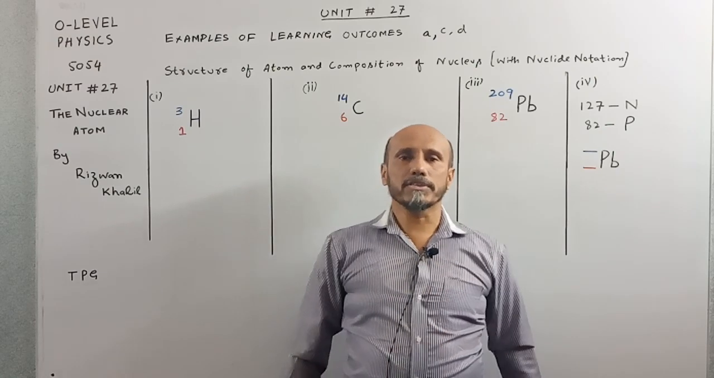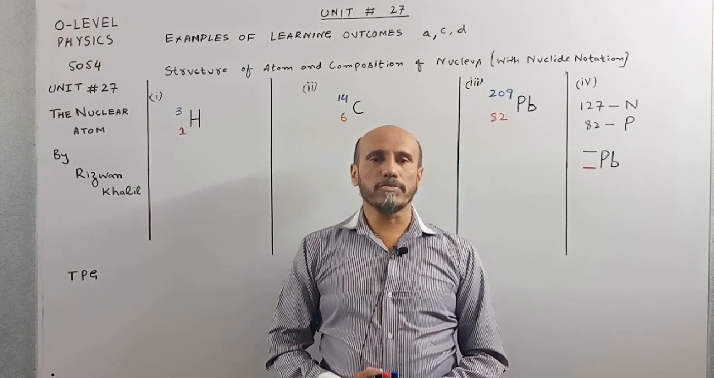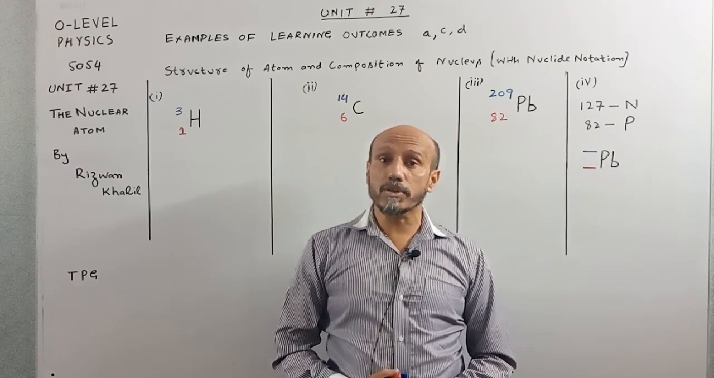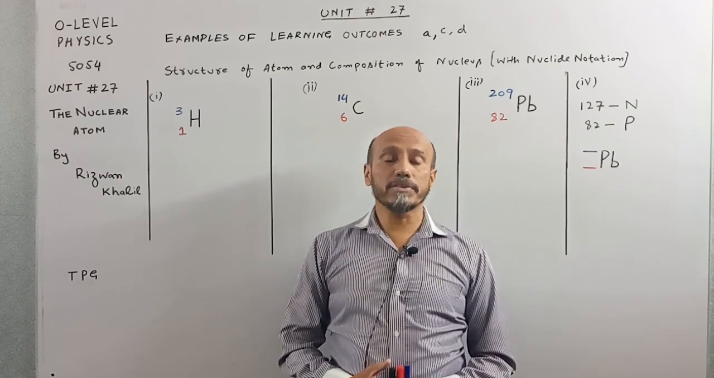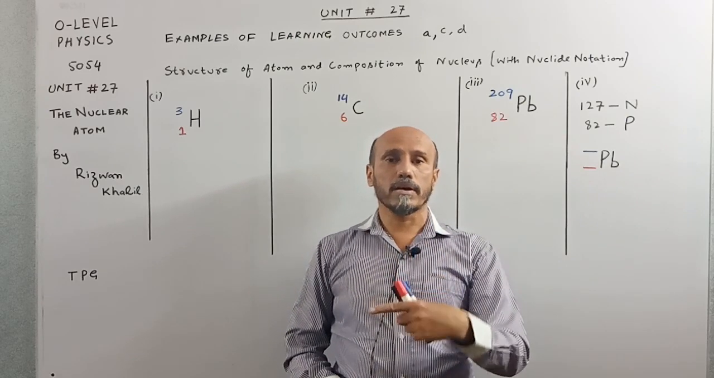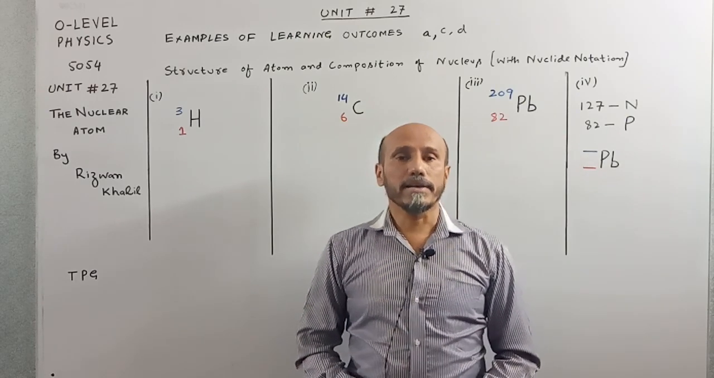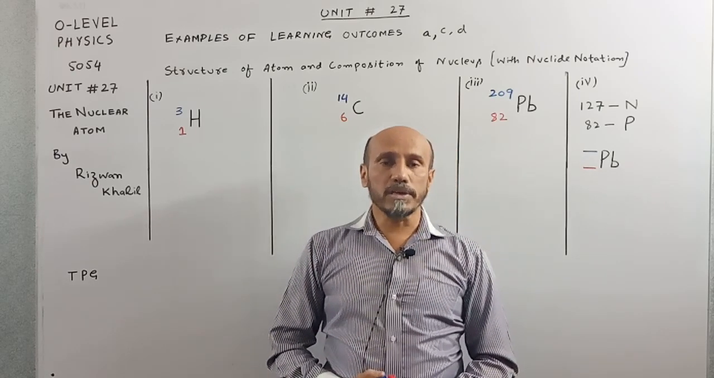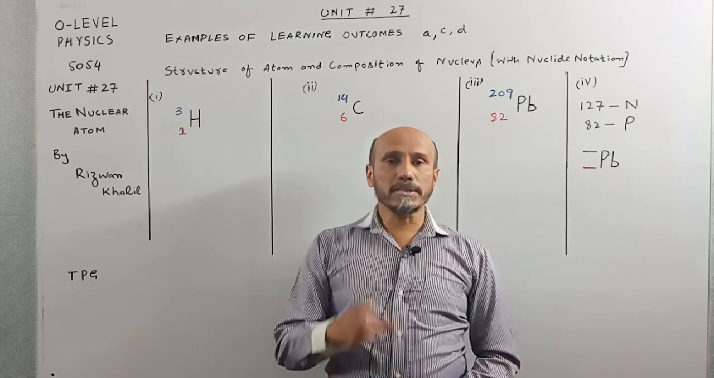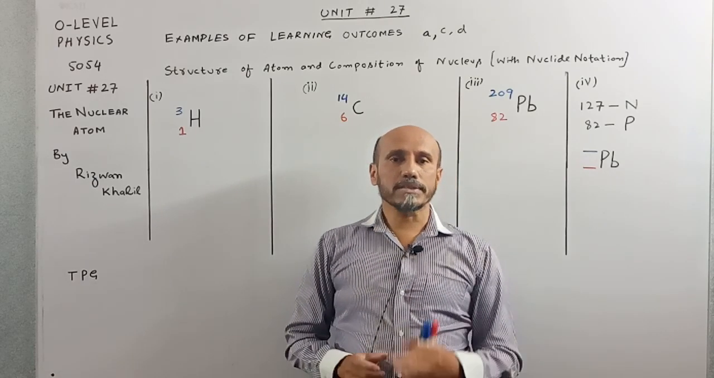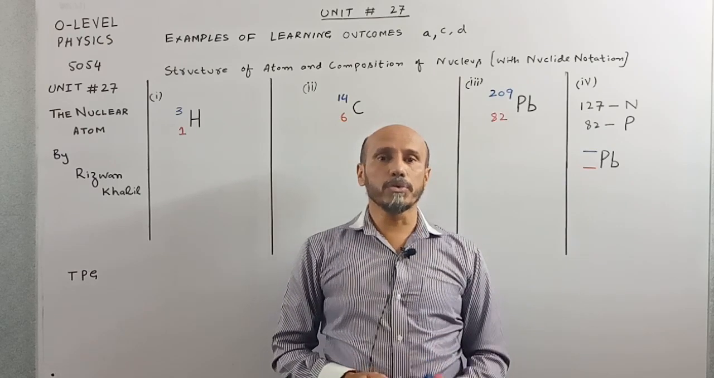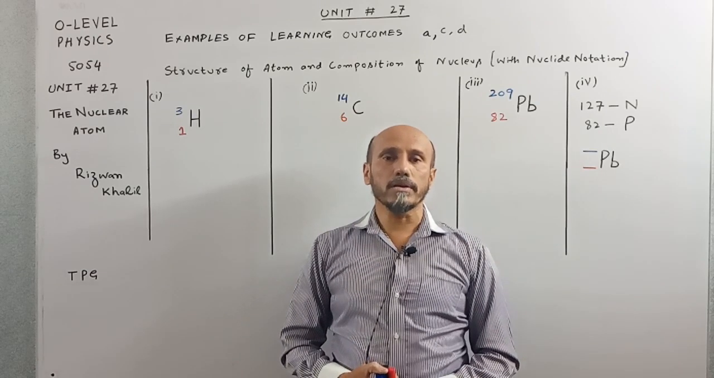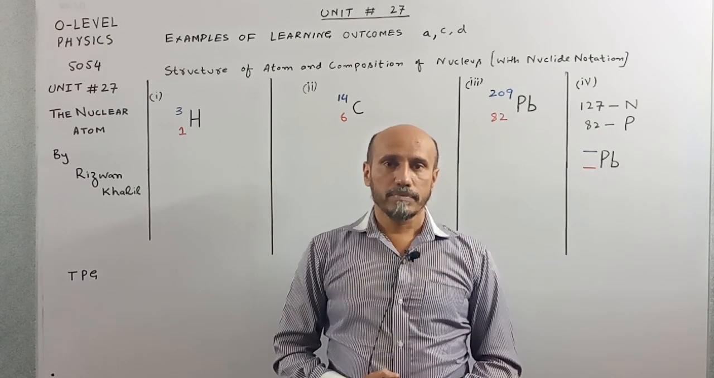We already know the structure of an atom. An atom consists of a nucleus and electrons. The central part of the atom is called the nucleus, and the particles which revolve around the nucleus are called electrons. Electrons are negatively charged particles, while the nucleus is positively charged. And what was the composition of the nucleus? The nucleus consists of protons and neutrons. Protons are positively charged particles and neutrons are neutral particles.